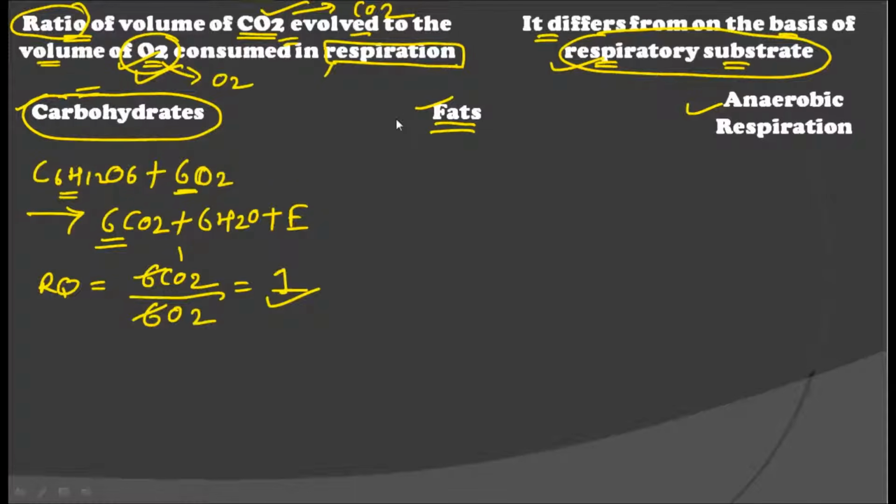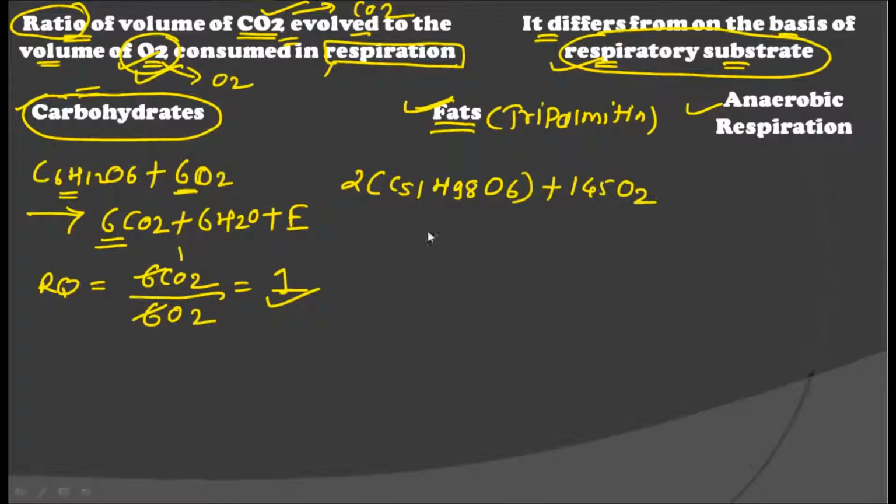Now when we consider another type of respiratory substrate, for example fat, we will get a different result. Now for fats, we are using the fatty acid called tripalmitin. Now this tripalmitin is written as 2 molecules of C51H98O6, and for this we require 145 oxygen molecules, which will give 102 molecules of CO2 plus 98 molecules of H2O plus energy.